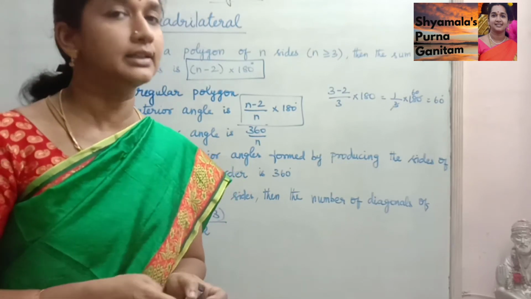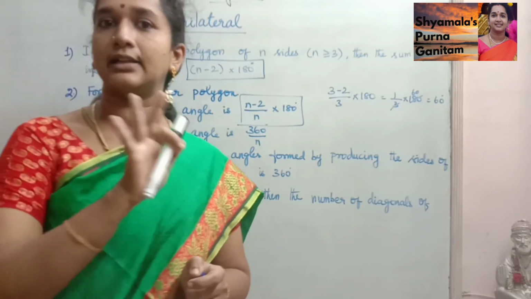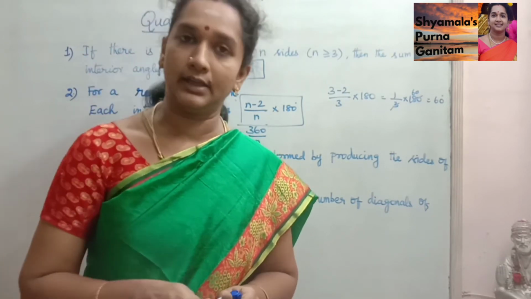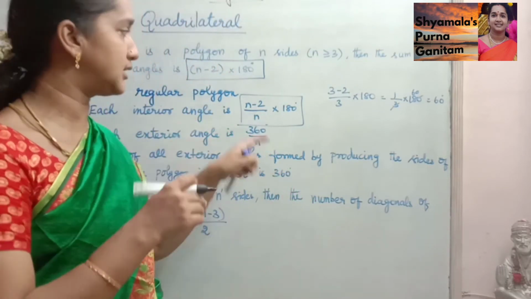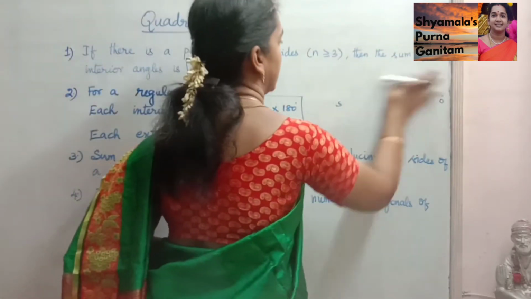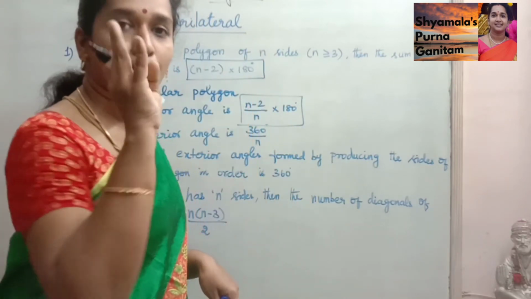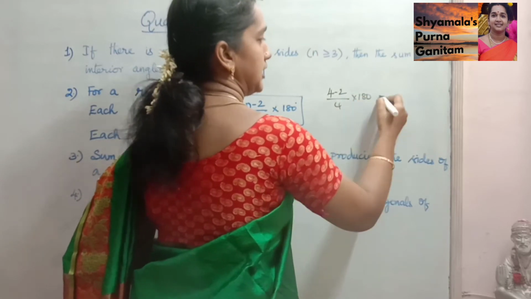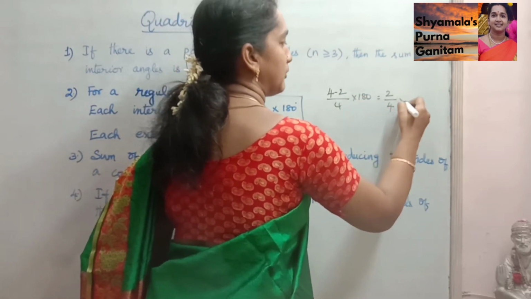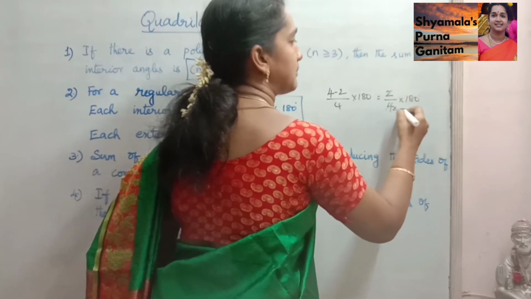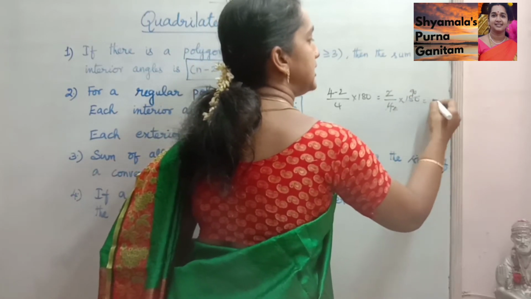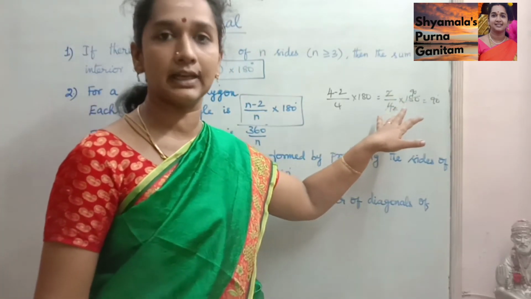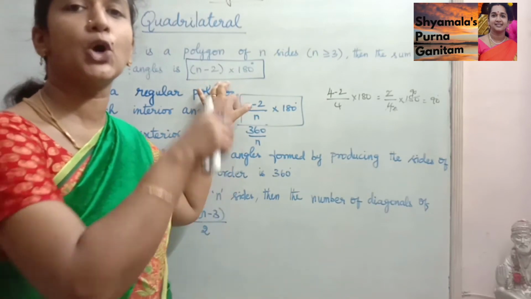A rectangle is not a regular polygon, only a square is. If we take a square, all 4 sides are equal, so we can use this formula for a square. The number of sides is 4, so 4 minus 2 by 4 into 180. 4 minus 2 is 2, so 2 by 4 into 180. When we simplify this, we get 90 degrees. So each angle in a square is 90 degrees. So the first one is the sum of all interior angles.